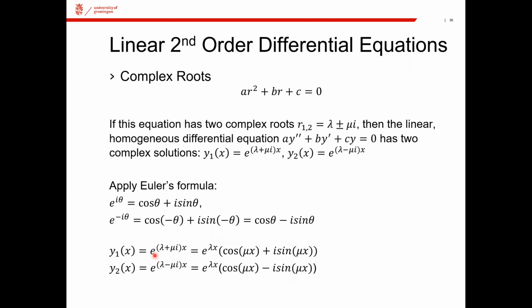Basically, we just move the e to the power of lambda x to the front, because this term equals e to the power of lambda x times e to the power of mu i x. And then since e to the power of mu i x equals cosine mu x plus i sine mu x, we will have this term in the end. And similarly, we have the y2.